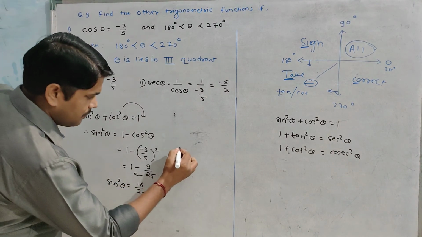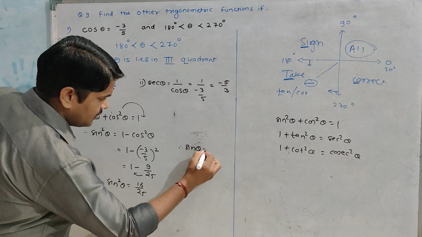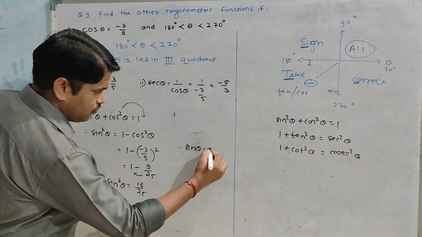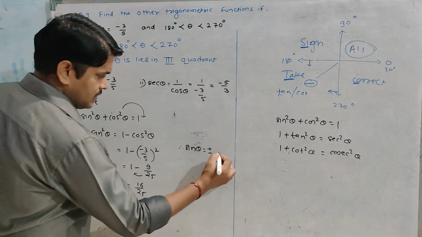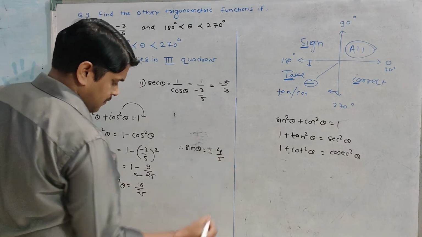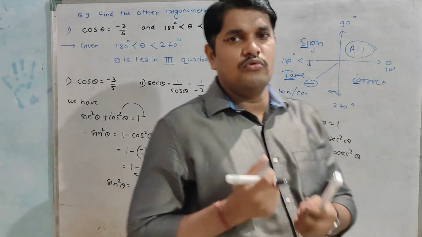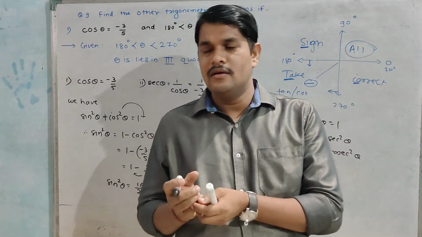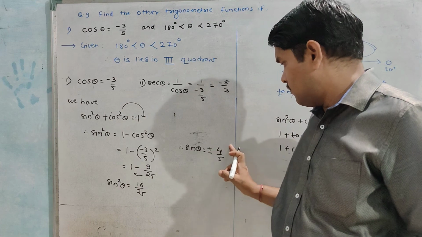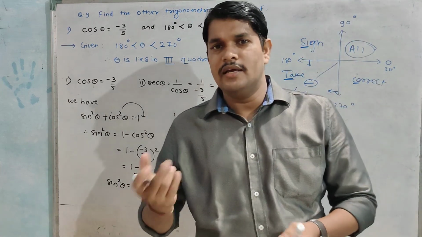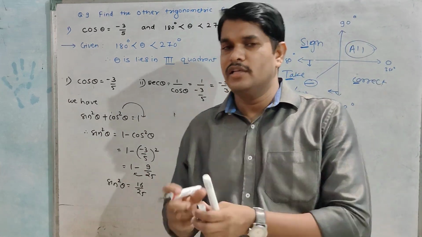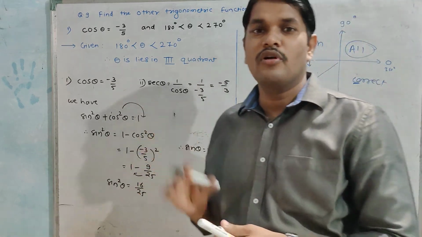Okay, and therefore sine theta, if we take the square root, so we get two values, plus or minus 4 upon 5. Okay, आता काय करायचं आहे? Which value we have to take? That is sine theta is equal to plus 4 by 5 or sine theta is minus 4 by 5. कुठली पॉझिटिव्ह घ्यायची का निगेटिव्ह घ्यायची? मोस्ट इम्पॉर्टंट पार्ट आहे.